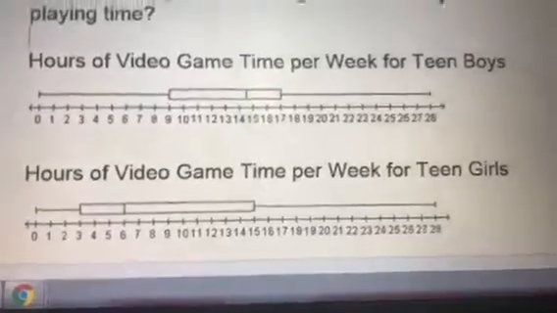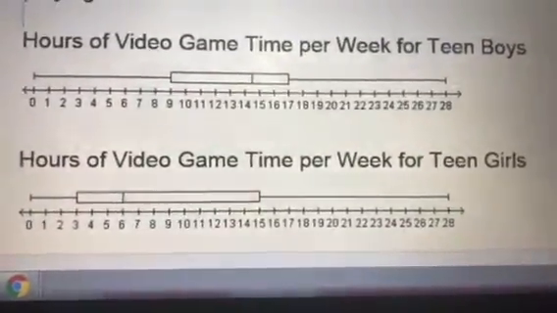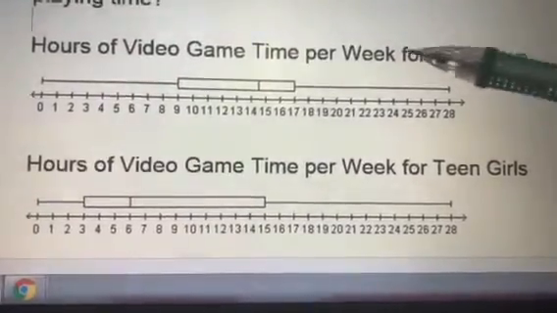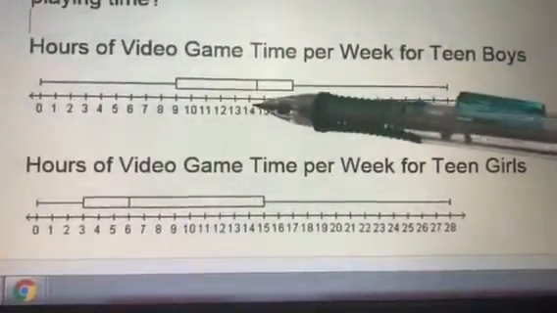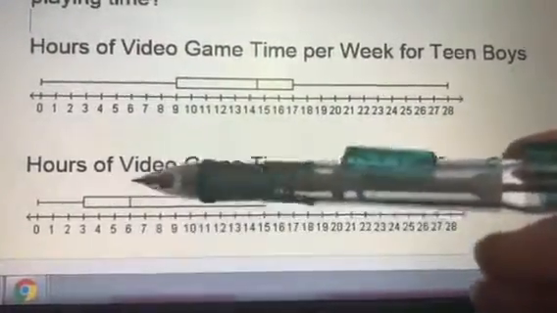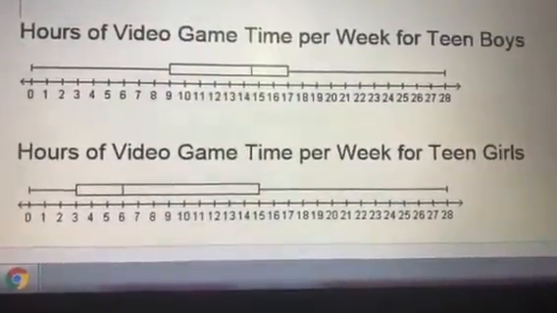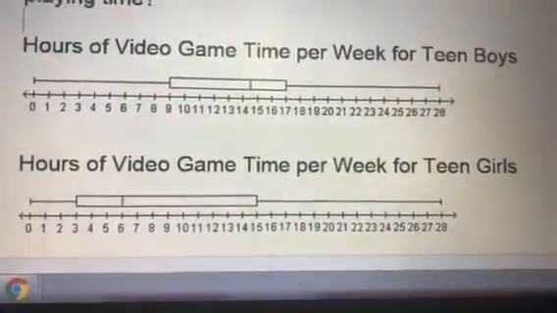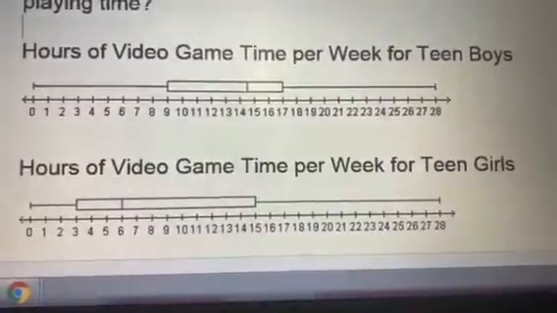Now for boys, what's the median? And for girls, what's the median? For boys, the median is 14.5, and for girls, the median is 6. What does that tell me about boys versus girls and the number of hours they spend video games?